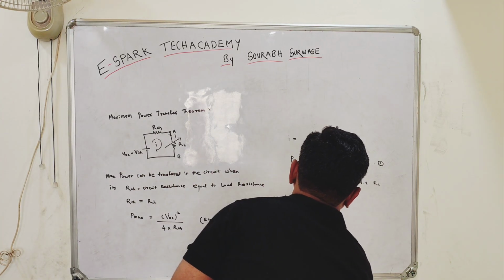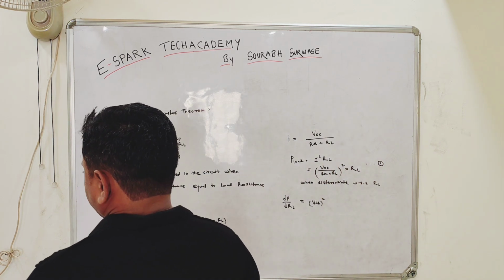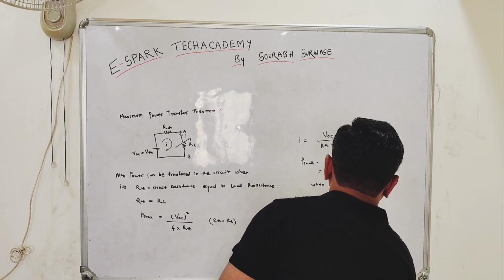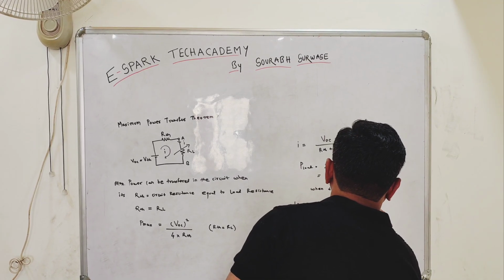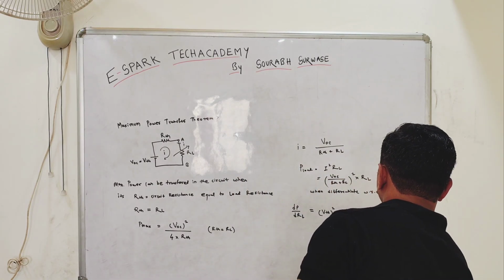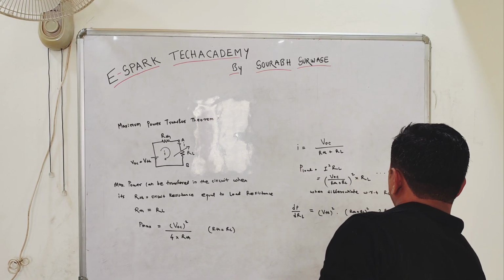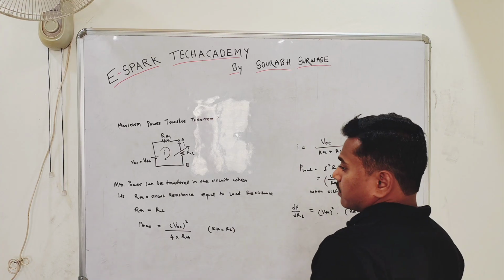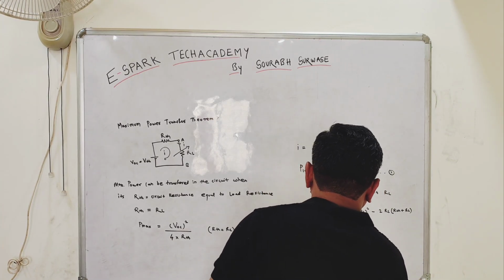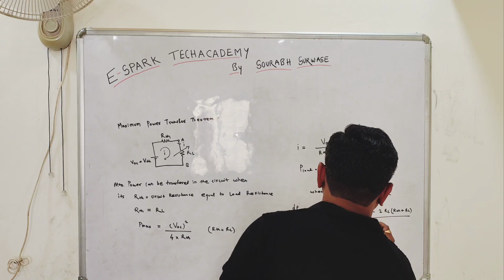VTH square, or you can say VOC in this case, VTH square into (RTH plus RL) square minus 2 into RL into (RTH plus RL), divided by (RTH plus RL) raised to 4.